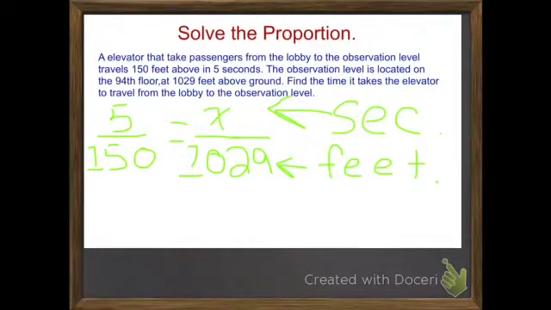In this example, an elevator that takes passengers from the lobby to the observation level travels 150 feet above in 5 seconds. The observation level is located on the 94th floor at 1,029 feet above ground. Find the time it takes the elevator to travel from the lobby to the observation level. You're going to find how many seconds it takes by writing a proportion.